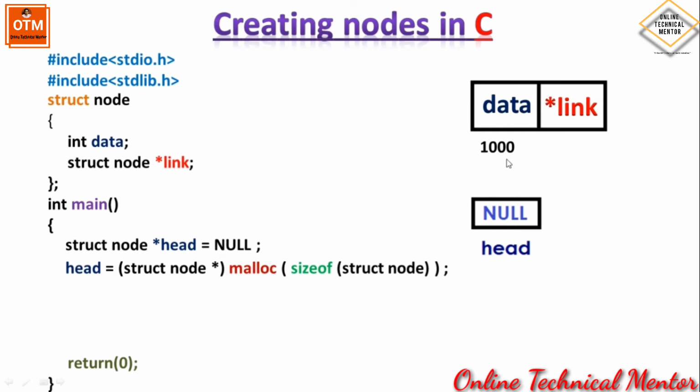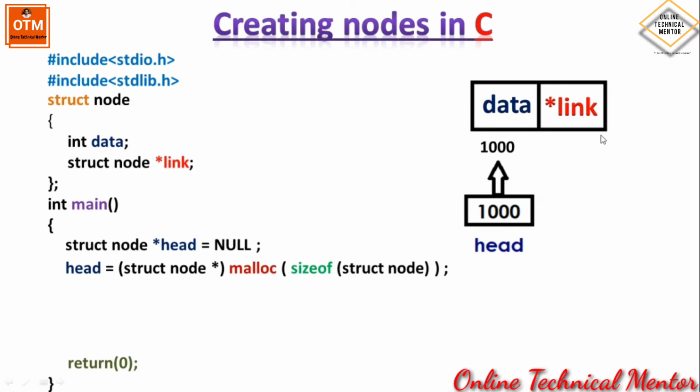That means the address of the first node will be copied into the pointer variable head, and it will look like this. So head is now initialized with 1000. That means head is pointing to this memory location, or simply the node. So whenever you create the first node, that will be pointed by some pointer variable of the same structure.